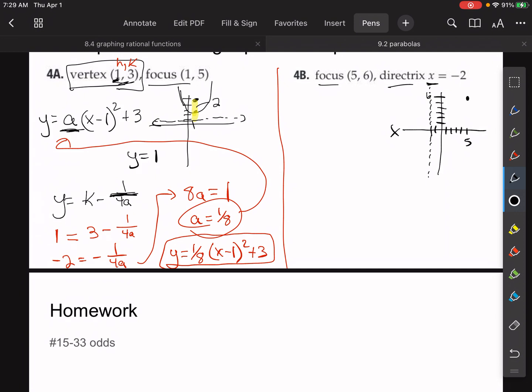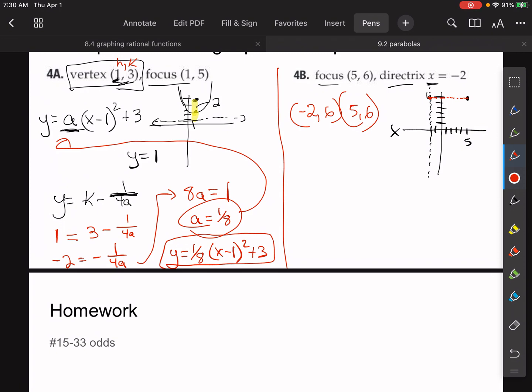It's this guy. Okay, so I know that the vertex is going to be halfway between those two places. So negative 2, 6, and 5, 6. Halfway is another name for midpoint. What's the midpoint of these two things?